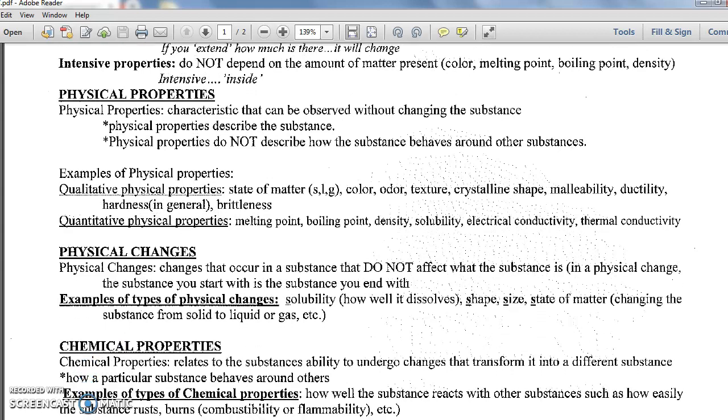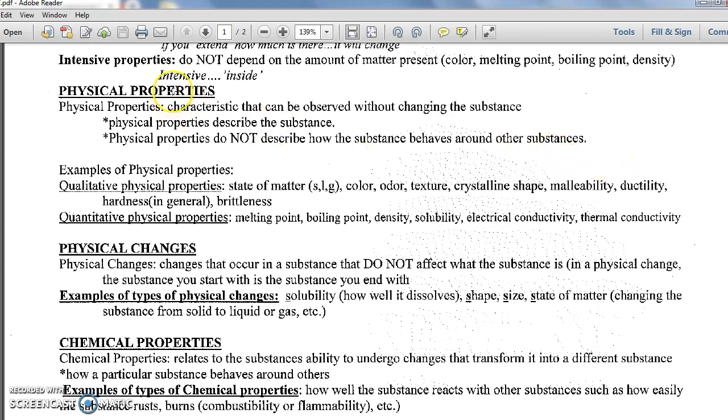There's other ways of looking at properties. We have physical properties and we have chemical properties. These are two very different ways of looking at a substance. Physical properties are properties that can be observed without changing the substance. Chemical properties relate to the ability of the substance to undergo chemical changes and be transformed into different substances. In other words, chemical properties look at how a particular substance behaves chemically, how it reacts with other substances.